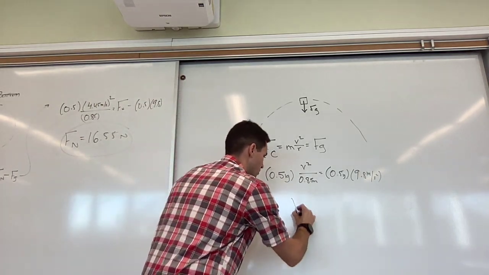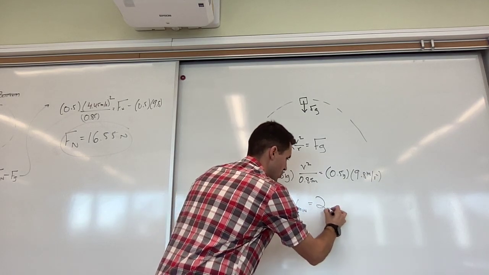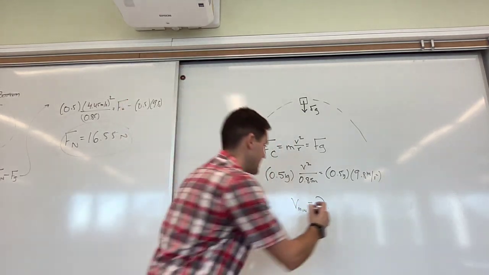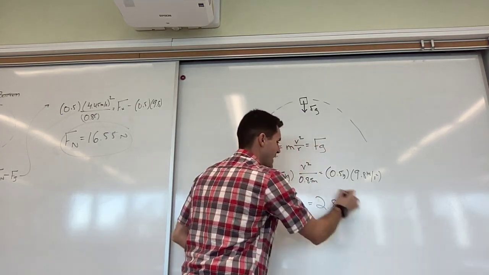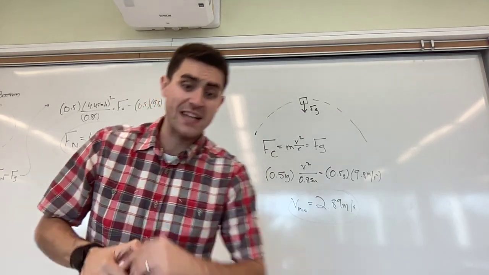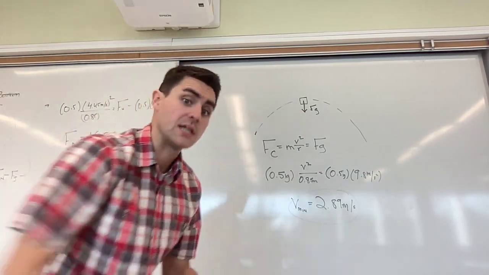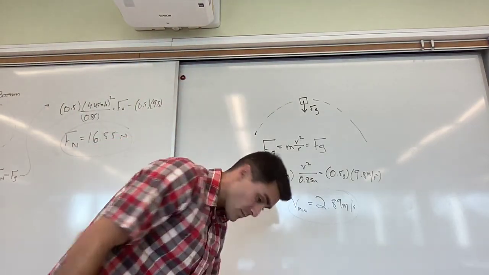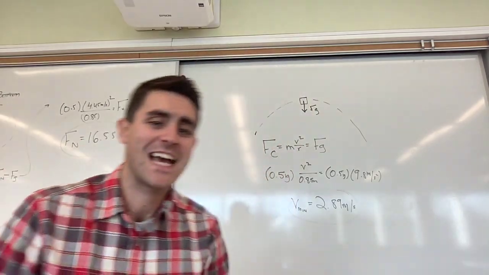When I do my algebra, I find that the minimum speed required is 2.89 meters per second. That is the speed that gravity will allow this thing to move through the circular path and still barely maintain contact with the bucket.